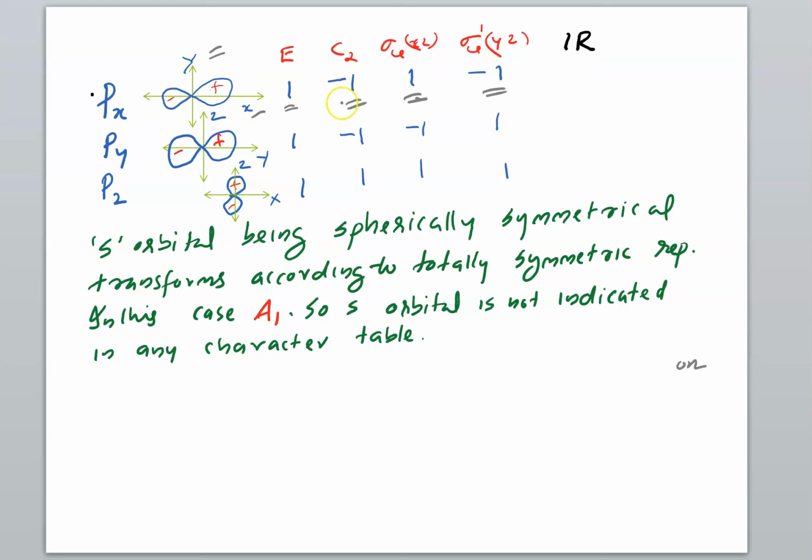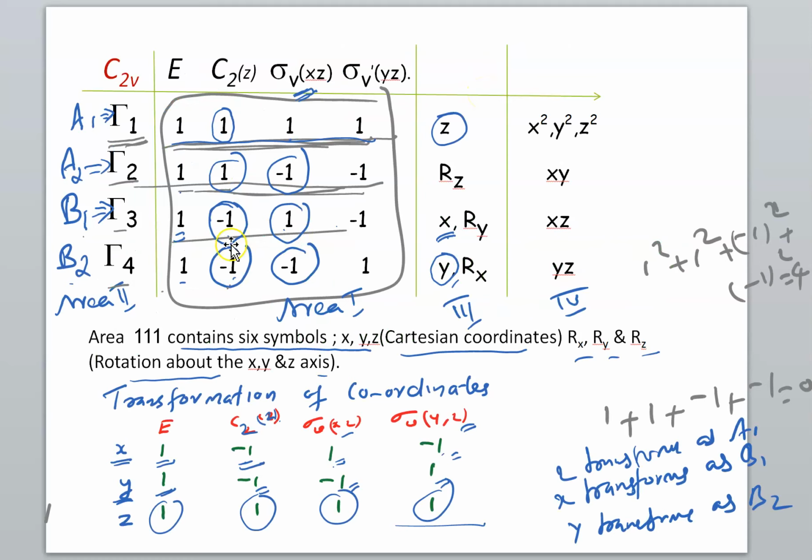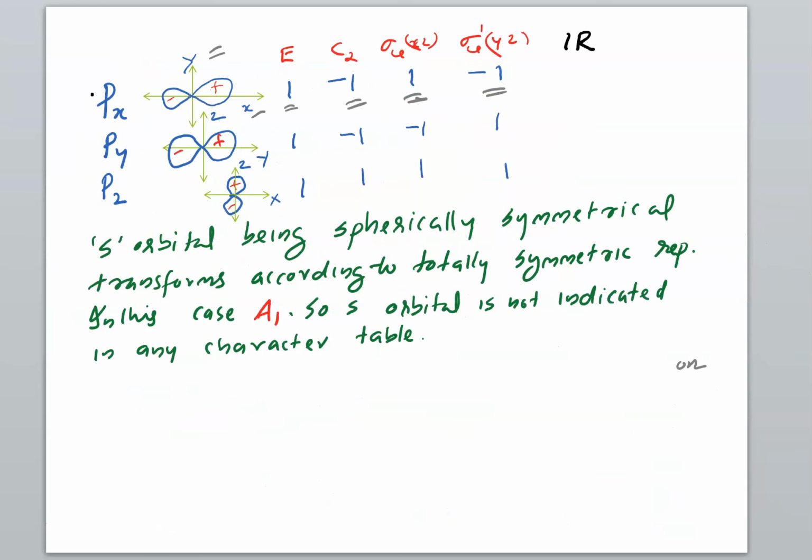So 1, minus 1, 1, minus 1, that is B1. It transforms as B1. The px orbital transforms as B1, or the x coordinate transforms as B1. X and px are the same. The irreducible representation for the x coordinate and px orbital will be the same. It is B1.